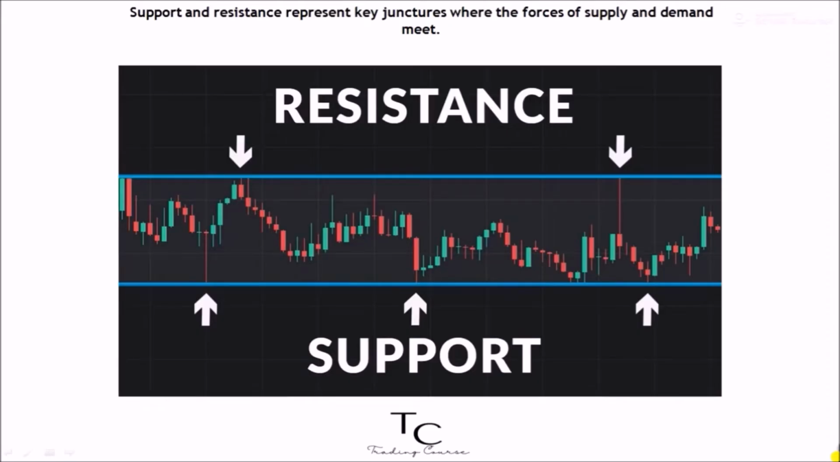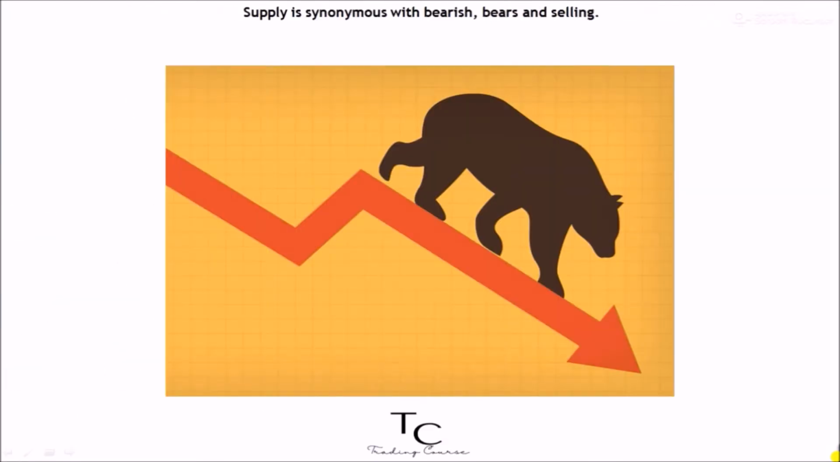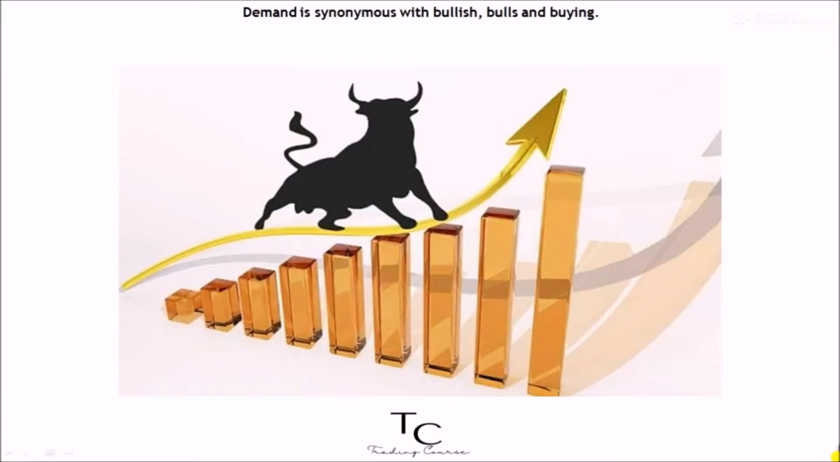Support and resistance represent key junctures where the forces of supply and demand meet. In the financial markets, prices are driven by excesses of supply (down) and demand (up). Supply is synonymous with bearish, bears and selling. Demand is synonymous with bullish, bulls and buying.